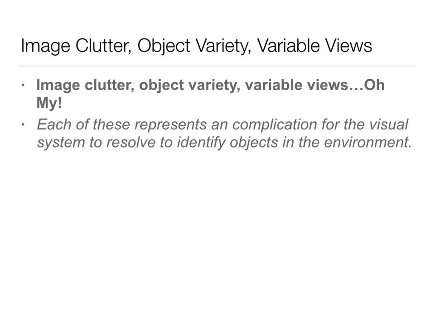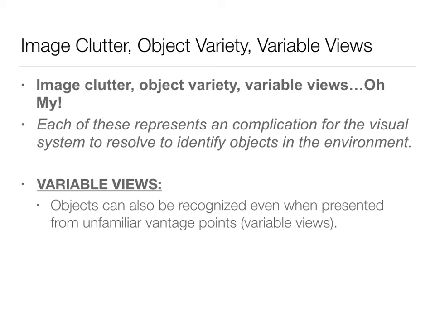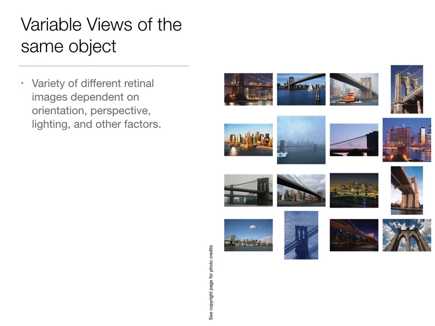The final one of these that we want to talk about of these complications is variable views. That we can recognize these objects even when they're presented from unfamiliar vantage points. Sometimes the more unfamiliar the vantage point is, the more difficult it could be, but ultimately we can still typically recognize these things. So here's an example from your textbook. These are all different representations, different versions, variable views of the Brooklyn Bridge. So we have different retinal images for each one of these pictures, and some of them are based on perspective, so how far away you are, orientation.